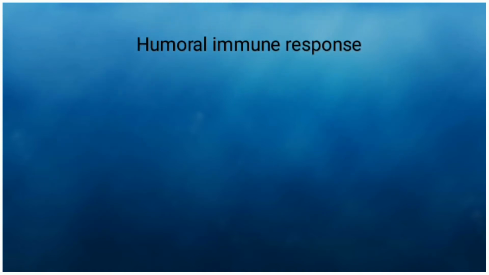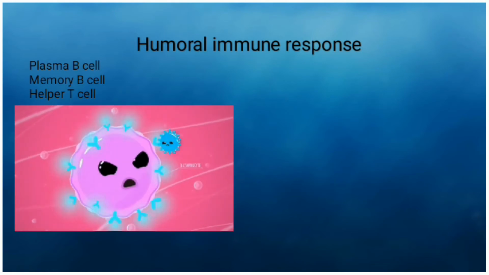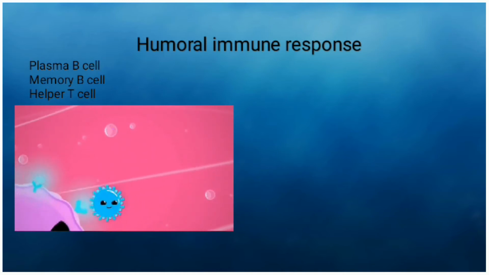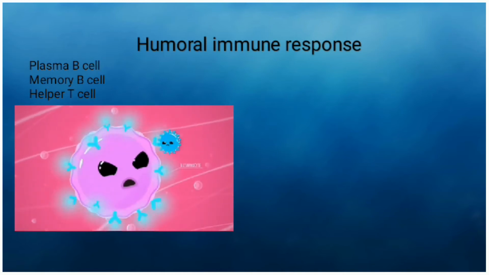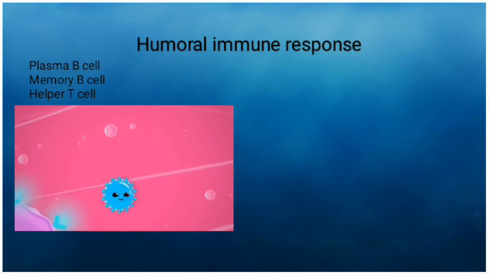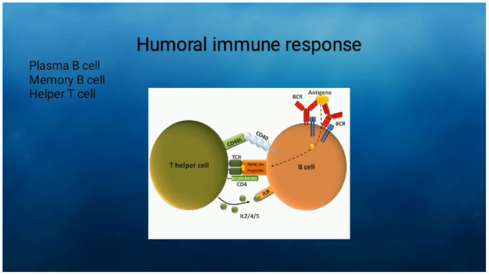In the humoral immune response, there are three leukocytes involved: plasma B cell, memory B cell, and also helper T cell. At first, a B cell will encounter a pathogen, engulf it, and present the pathogen's antigen on its surface. Later, a helper T cell will bind to the antigen and start to release cytokines. Helper T cells can also be activated by other antigen-presenting cells like macrophages and dendritic cells.